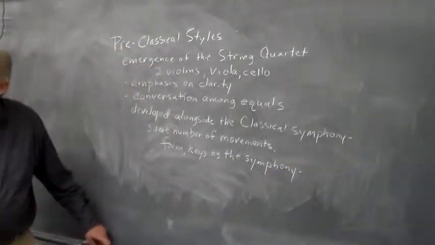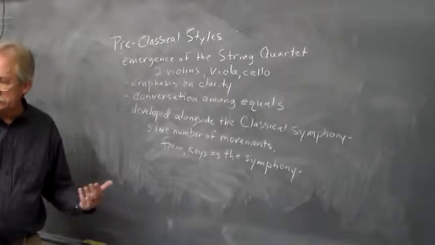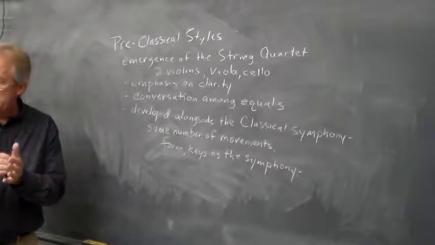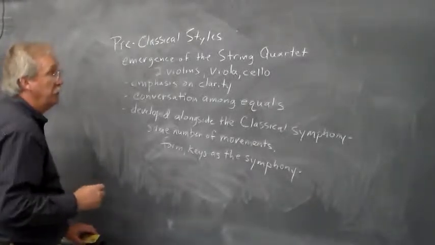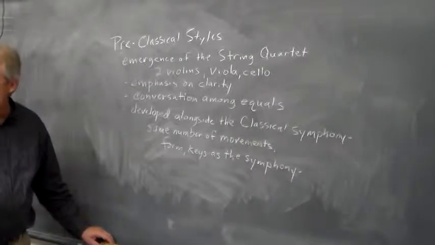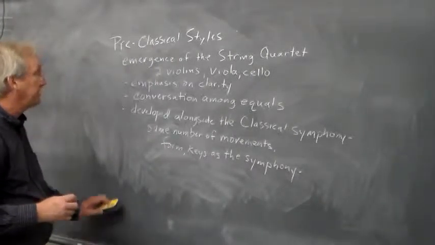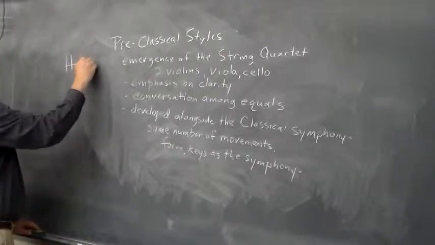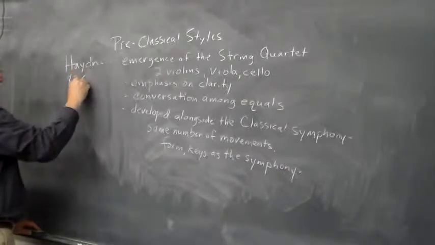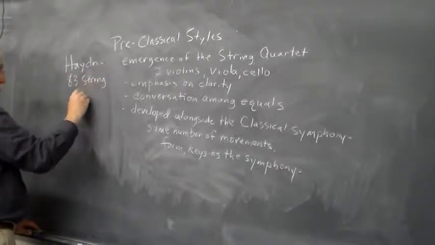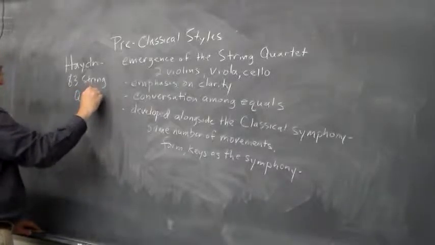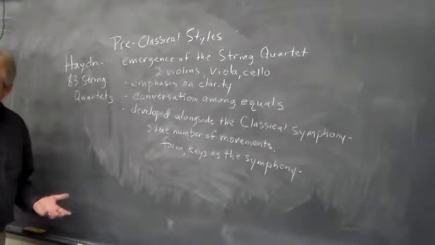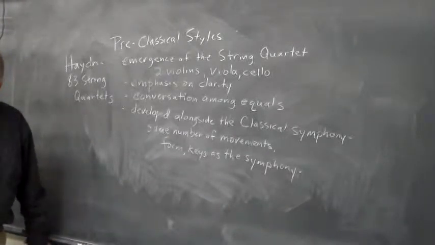So this genre becomes really popular, and we're going to look at one of the Haydn string quartets. In total, Haydn wrote 83 string quartets. And so he developed the string quartet in the same way that he developed the classical symphony. Also, Mozart important, Beethoven, Schubert.